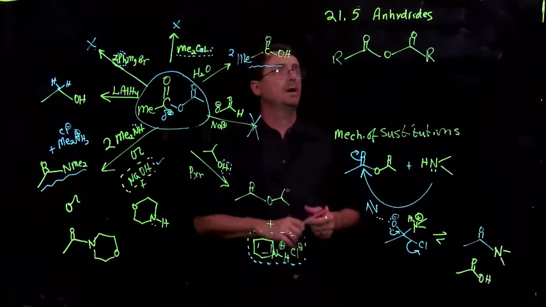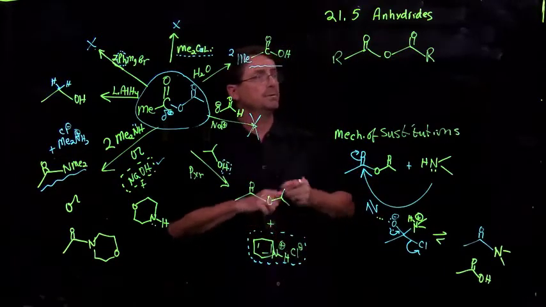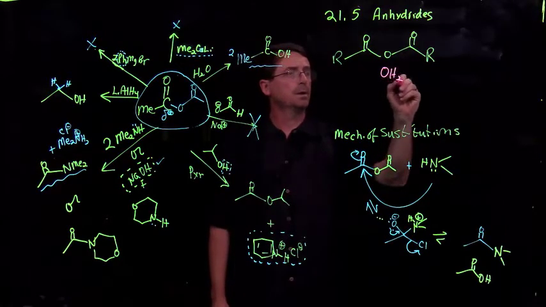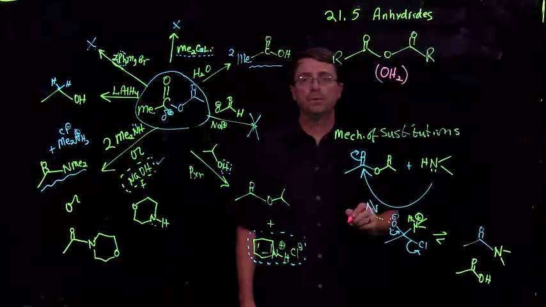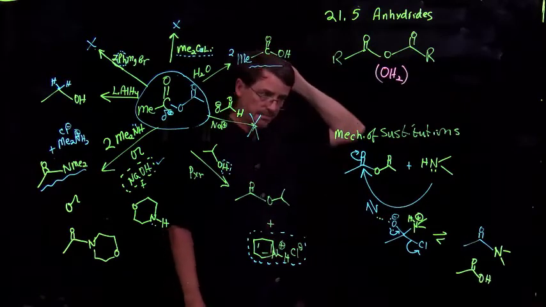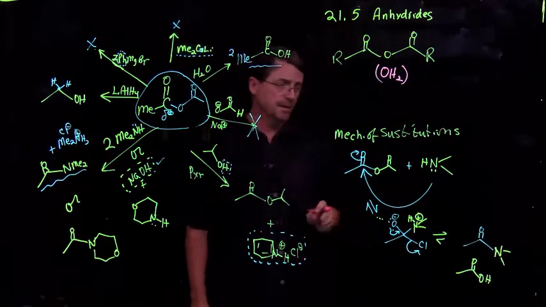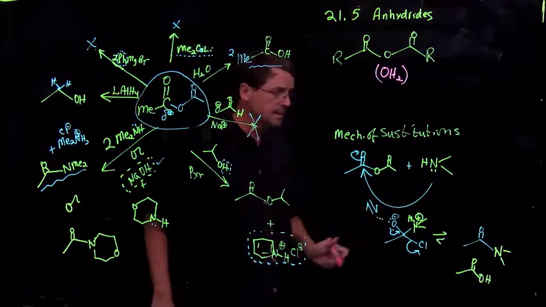Section 21.5, the chemistry of anhydrides. So again, here's our anhydride. This has had water removed from 2 equivalents of a carboxylic acid. The mechanism of substitutions here is like before. I've got a fundamental illustration here, not a complete mechanism.